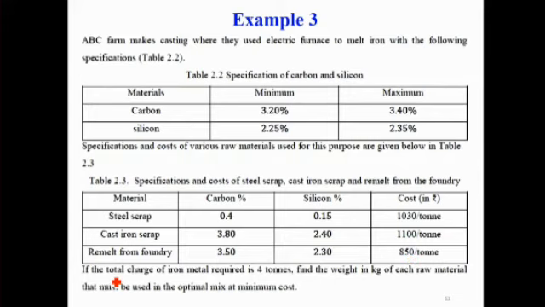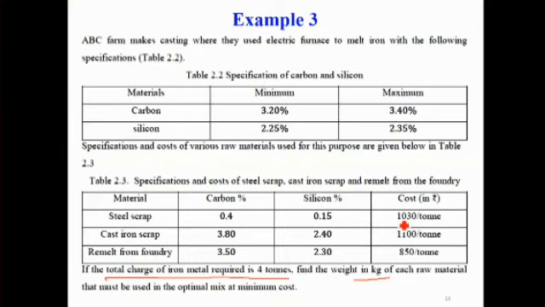Here it is very important to understand: the total charge of iron metal required is 4 tons. Total charge of iron metal means steel scrap, iron, that is cast iron remelt from foundry, total metal required 4 ton. We need 4 ton. Find the weight in kg of each raw material that must be used in the optimal mix at minimum cost. So this material will be mixed. So we will see.